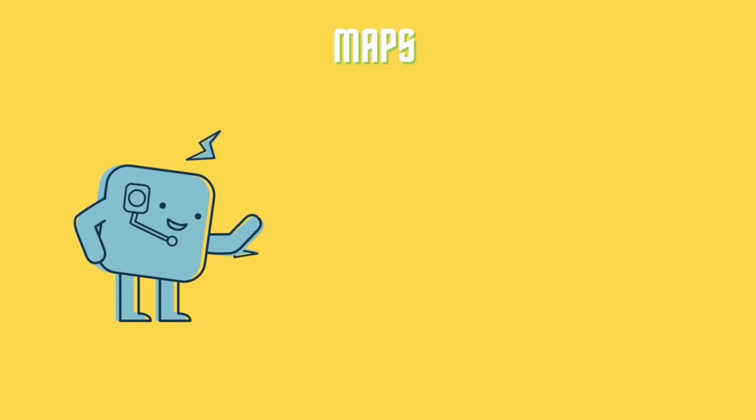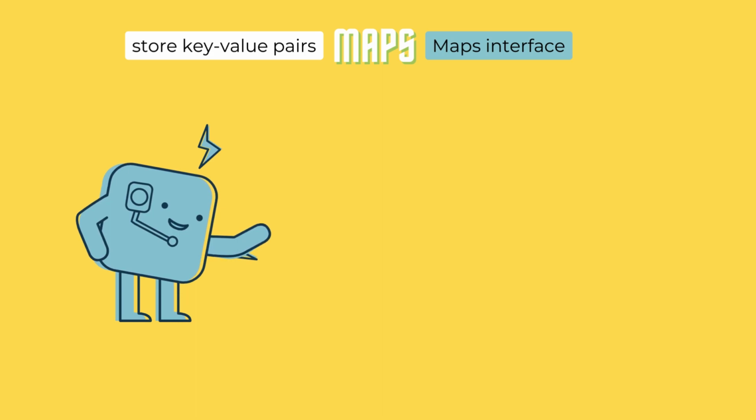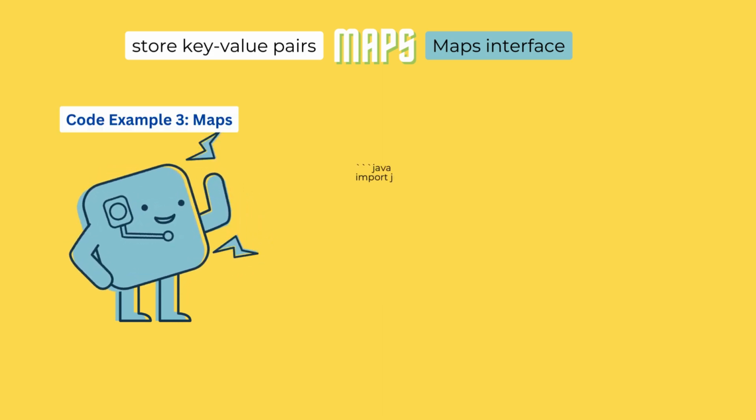Lastly, maps. Maps are collections that store key-value pairs. In Java, the primary interface for maps is the Map interface. Let's take a look. Code example 3, Maps.java: import java.